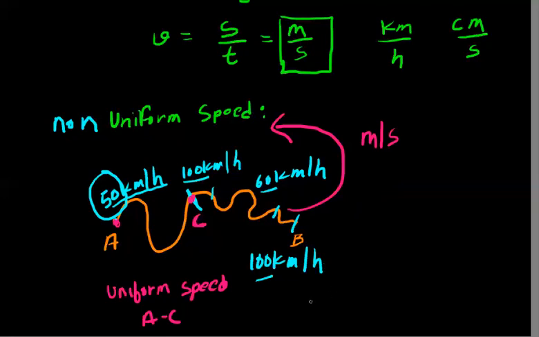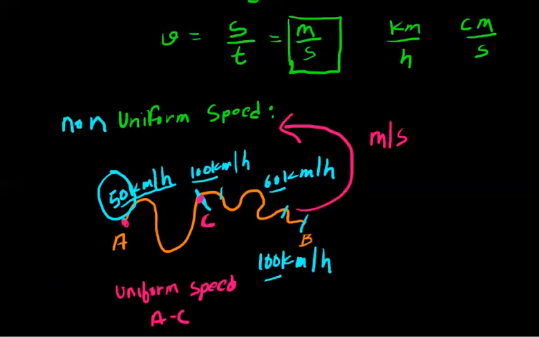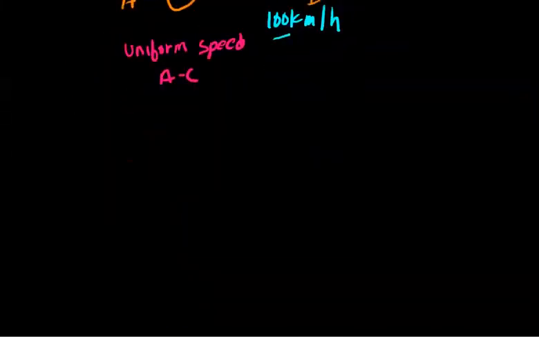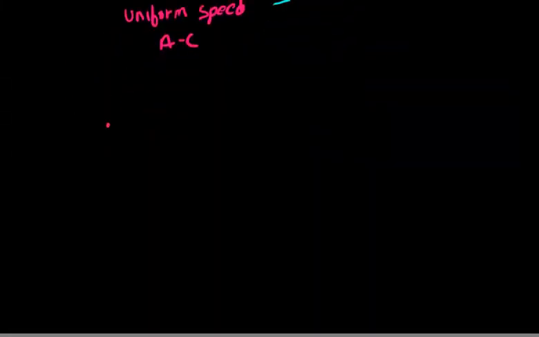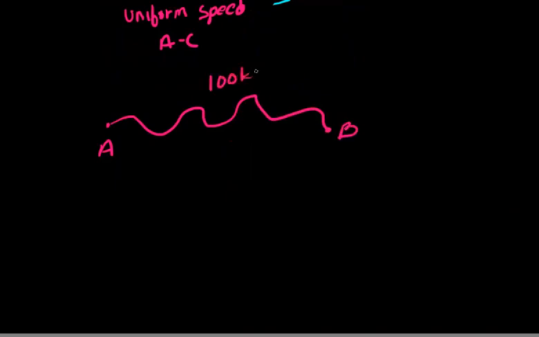Let's assume a body is traveling with a uniform speed. Let's assume the body starts from point A and goes all the way up to point B with a uniform speed of 100 kilometers per hour. So if you measure the speed at any point over here, anywhere, wherever you take the speed, the magnitude is always same, 100. So this body is traveling with a uniform speed.